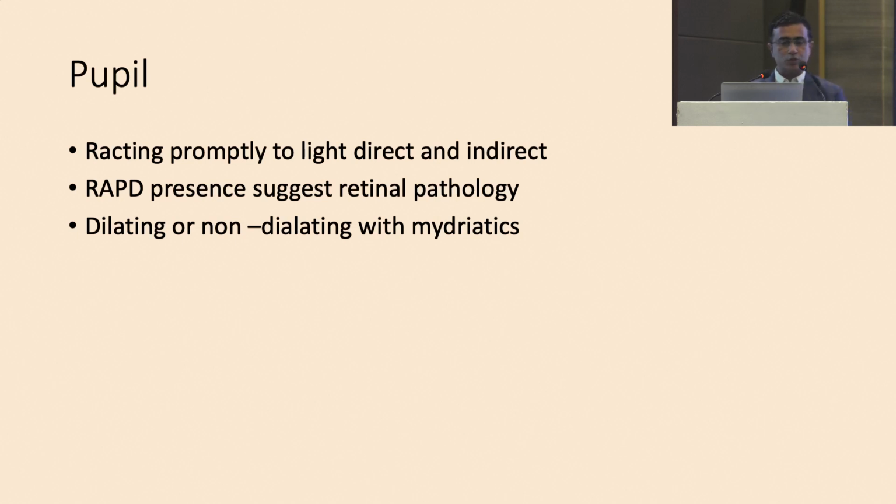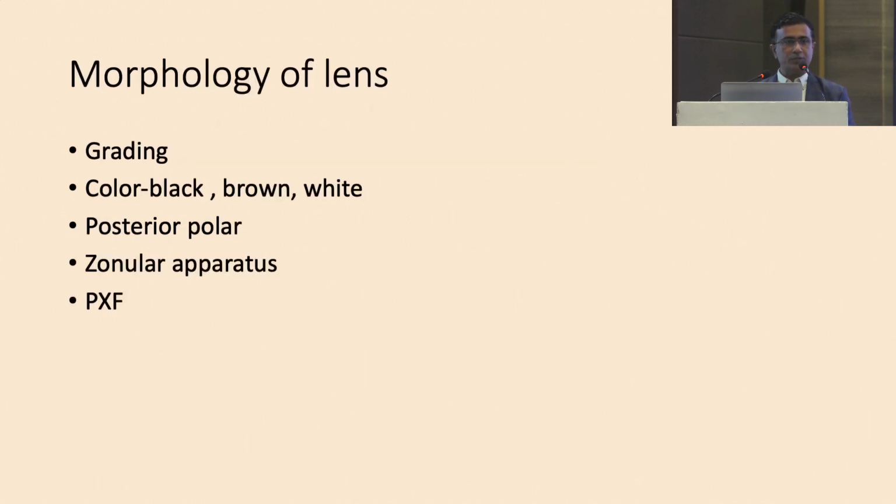Now the reaction of the pupil: if the patient has RAPD, that suggests some retinal pathology. Whether the pupil is dilating or not should also be considered, because you may have to use iris hooks or iris expanders during surgery. The morphology of the lens should be taken into consideration. If it is a brown-black cataract and you think you may not be able to do it by phacoemulsification, you can consider removing it by small incision cataract surgery.